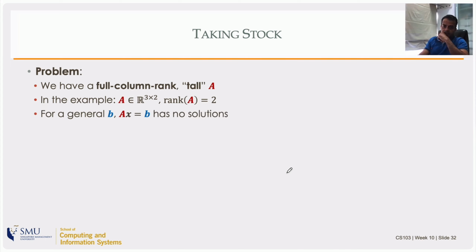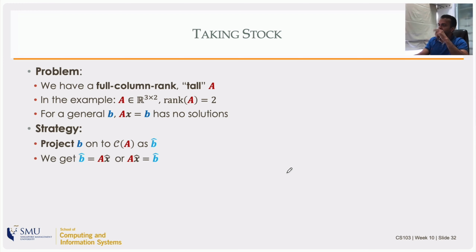So for a general B that you take, Ax equal to B will not have a solution because B is not guaranteed to be in the column space. So our strategy is to project B to the column space of A as a B hat. Then we get B hat is equal to Ax hat, or Ax hat is equal to B hat, and that is guaranteed to have solutions because B hat is guaranteed to be in the column space.